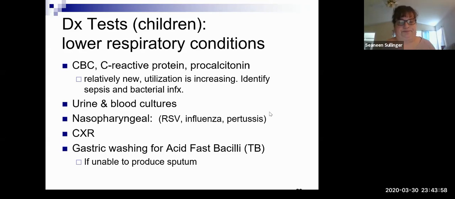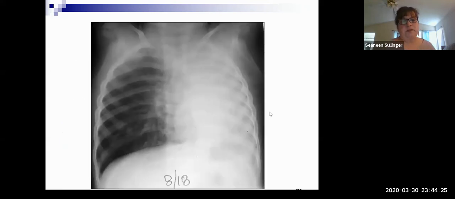Urine and blood cultures, might do swabs, nasopharyngeal swabs, chest x-rays, and then gastric washing for acid-fast bacilli. So this is a test for tuberculosis. If the patient is not producing sputum at that particular point in time, then you can do a gastric wash, lavage, to look for those bacilli. So there is an x-ray, and on the right side is pretty much what it's supposed to look like. I'm not even sure, I can barely make out the heart, and this is consolidation. It's very difficult to move air through that.